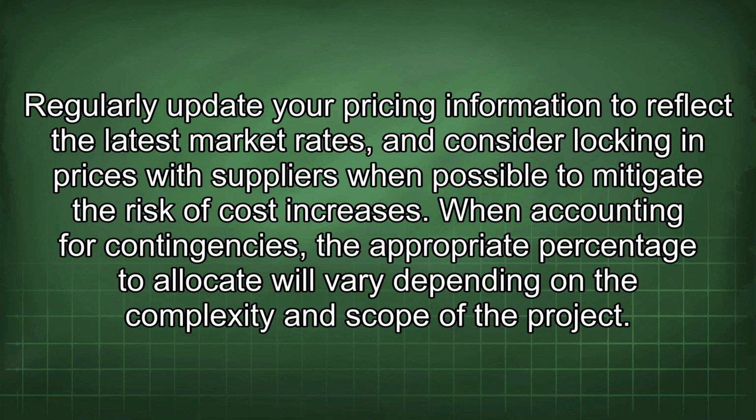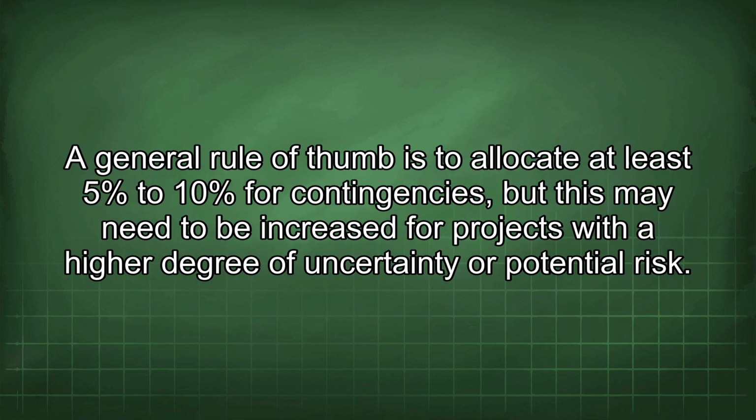When accounting for contingencies, the appropriate percentage to allocate will vary depending on the complexity and scope of the project. A general rule of thumb is to allocate at least 5% to 10% for contingencies, but this may need to be increased for projects with a higher degree of uncertainty or potential risk.